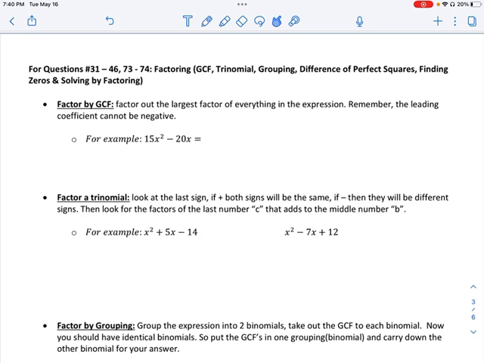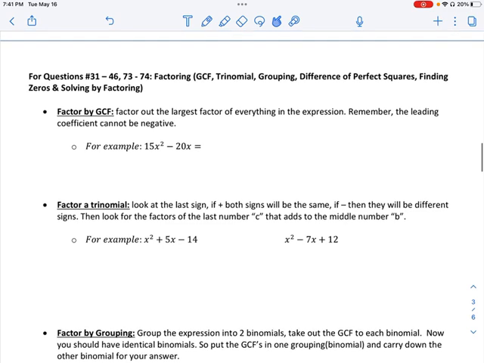So the first thing we're going to do is factor by a GCF. To do that, what we're simply trying to do is factor out the largest factor of everything in the expression. Remember, the leading coefficient cannot be negative. So we start off and I look at 15 and 20, and the largest number that 15 and 20 have in common is a 5, the largest factor they have in common. Then I look at x squared and x, and the largest variable they have in common is x.